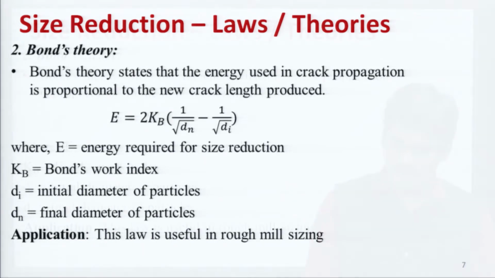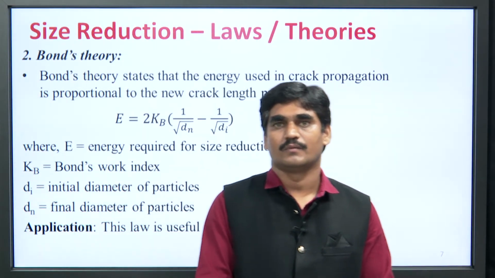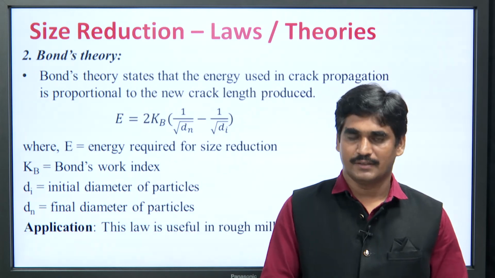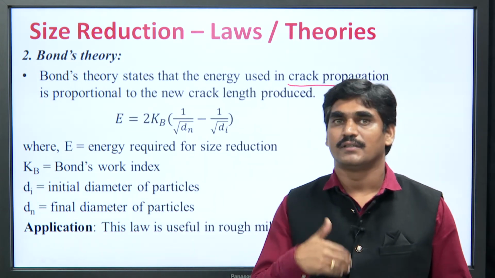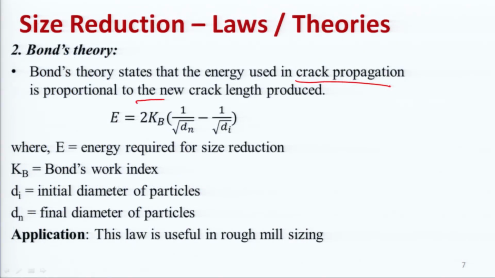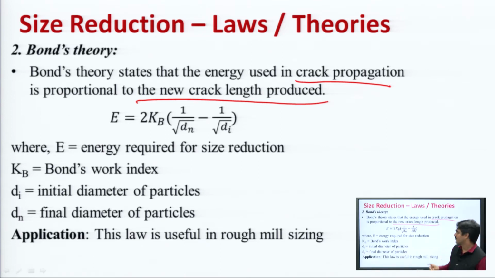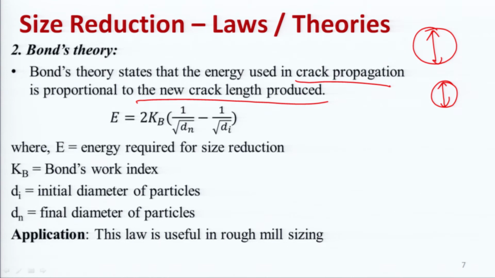The second theory is Bond's theory. It states that energy used in crack propagation is proportional to the new crack length produced. Suppose this was the initial diameter of the particle and this is the final diameter of the particle. So, according to Bond's theory, energy used in crack propagation is proportional to the new crack length produced.